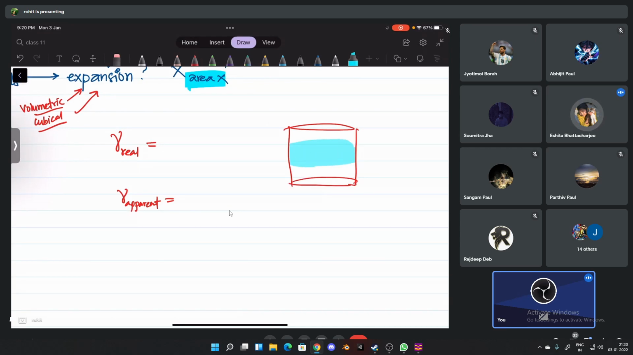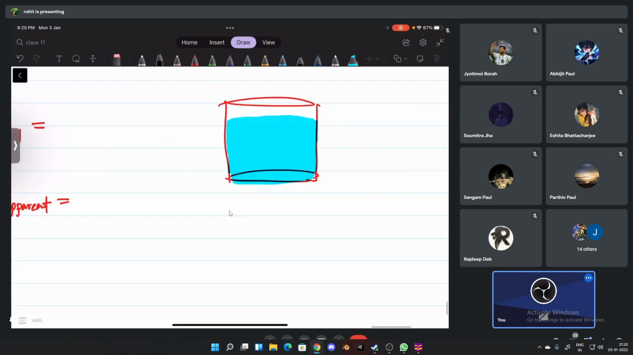Yes, liquid container, solid container. Imagine I have this liquid in this solid container, and let's increase the temperature. If I increase the temperature, think and tell me, will the volume of liquid expand? Yes, the volume of liquid will expand, but even the volume of the container, right? The container is also going to undergo expansion.